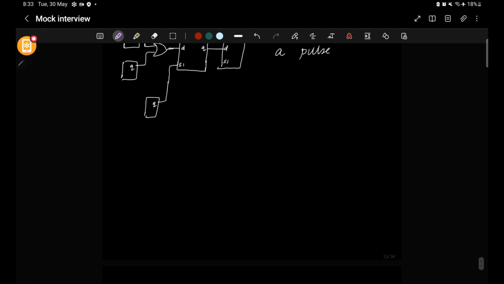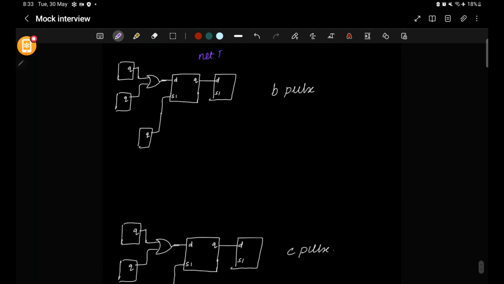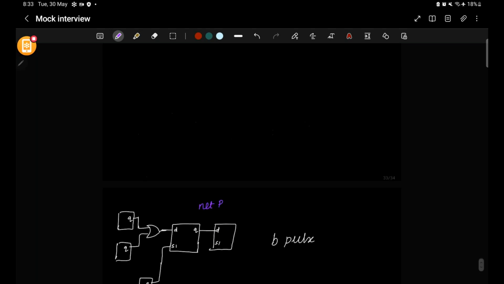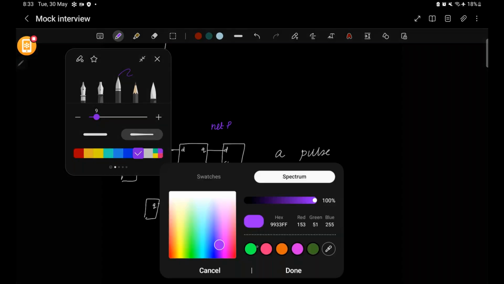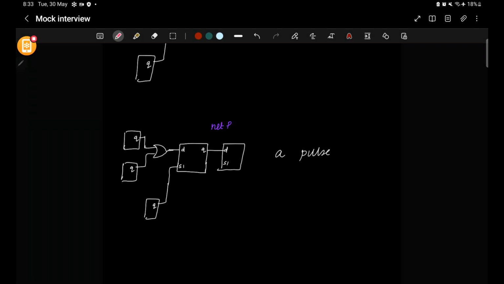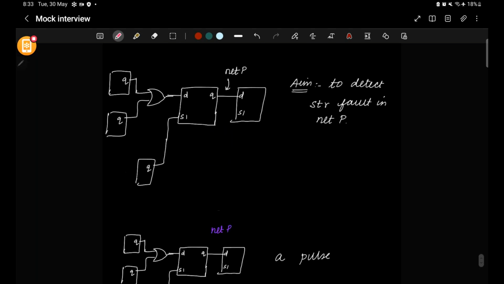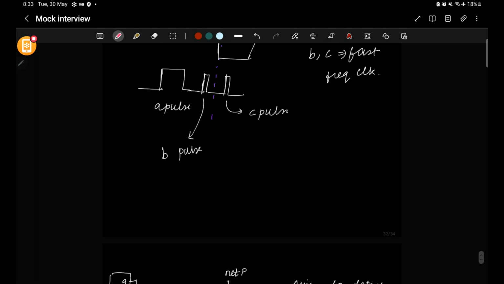So here only we are trying to bring a slow to rise transition. So slow to rise transition we are trying to detect here. So the concept is the same. The tool will try to bring a 0 to 1 transition in net P, and at the end of C pulse, it will observe the value which is stored in this particular flop. If it is holding 1, then there is no slow to rise fault in net P. If it is holding 0, then there is a slow to rise fault in net P. Okay, after C pulse, it will observe.